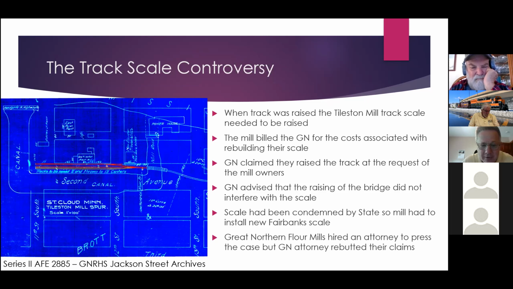And so they actually hired an attorney to file a case against the GN, but the GN was able to show that they were in the right, and that they were basically replacing a defective scale, and anything the GN did wouldn't have changed the fact. Even if they had never moved the bridge, the scale was condemned, and that finally ended it. But it's just amazing how many years some of the correspondence on these things could go on, and how just simple things like moving a track. Well, let's put it this way, lawyers made a lot more money off of the railroads in those days than I'd realized.